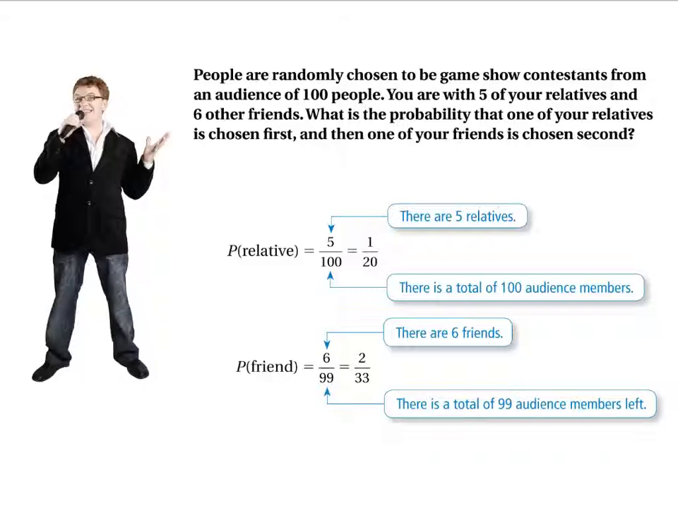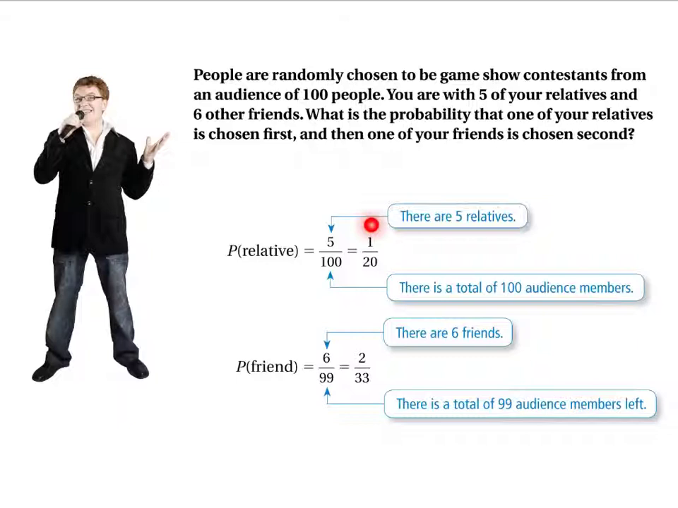It says people are randomly chosen to be game show contestants from an audience of 100 people. So that is our total number. You're there with 5 of your relatives and 6 other friends. What is the probability that one of your relatives is chosen first, then one of your friends? Well, the probability of a relative is pretty straightforward. There are 5 of your relatives, and there's a total of 100 people. So it's 5 out of 100, which of course we can simplify down to 1/20th. So that's the probability of that.